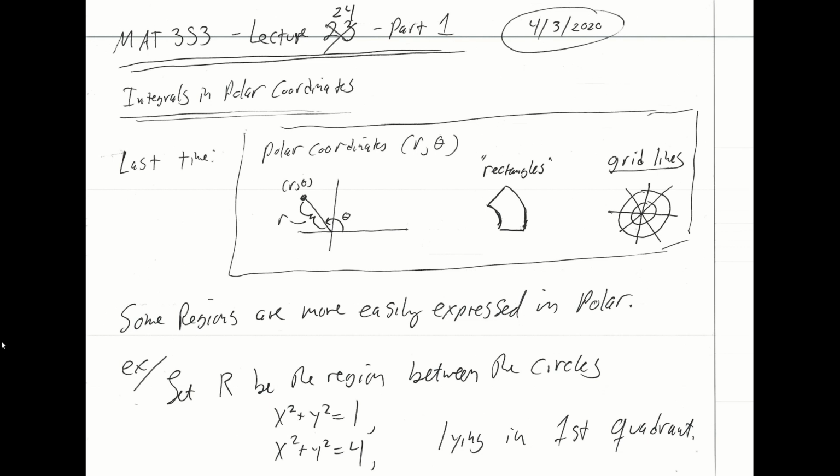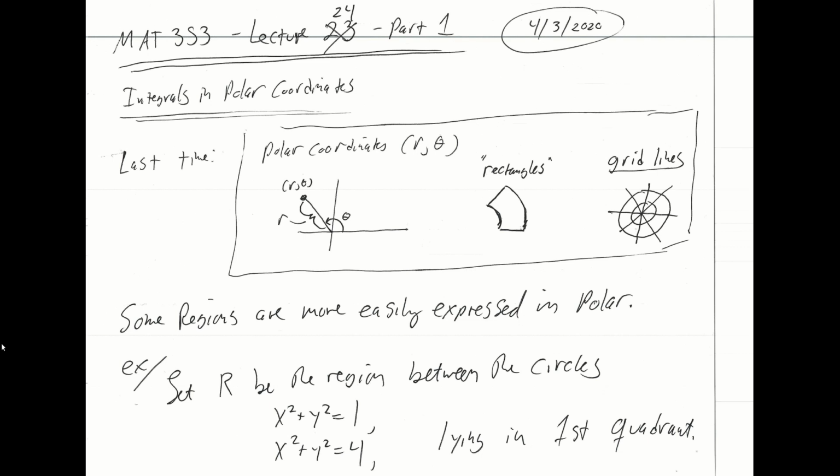The purpose of all of this is to turn hard problems into easy problems. That is the bulk of what we do. And the reason that polar is useful to that end is that some regions are more easily expressed in polar coordinates than they are in Cartesian.